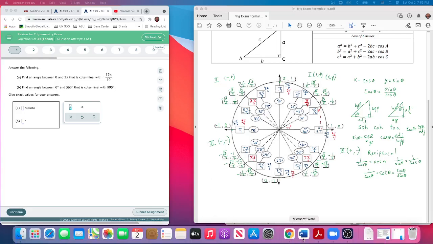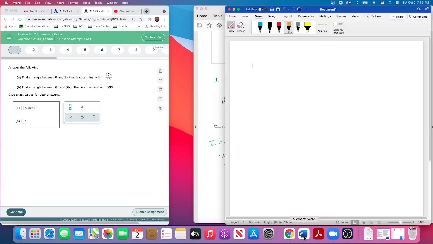Basically, coterminal means it ends at the same place, but it would have a different measurement. So again, 0 to 360. Let's go with this. And so 0 to 360, we go all the way around. That's 360. If we go around a second time, that's another 360.